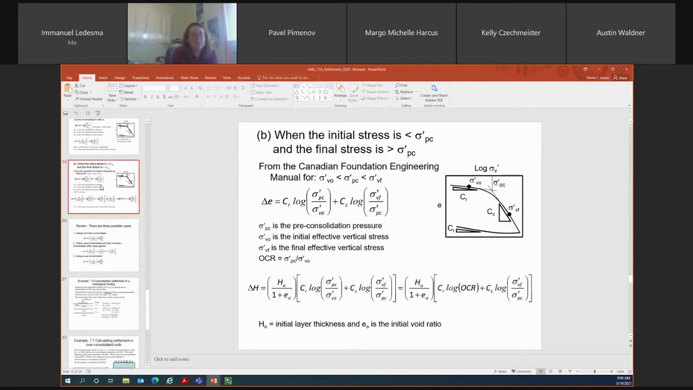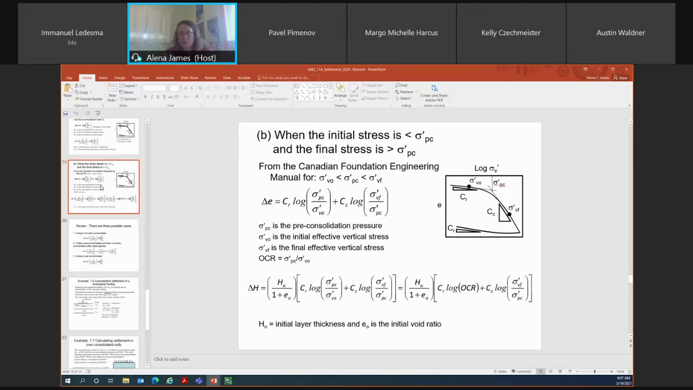Okay. So the final scenario that you could be presented with is what I will call the hybrid option. So the hybrid option is a scenario where your initial effective stress is less than your pre-consolidation pressure, so it lies to the left of your pre-consolidation pressure on your consolidation curve. But your final effective stress is greater than your pre-consolidation pressure. So we'll go back to our pre-consolidation pressure of 120 kPa. So if our initial effective stress was 100 kPa, that's less than our pre-consolidation pressure of 120 kPa. So initially, the material is over-consolidated.